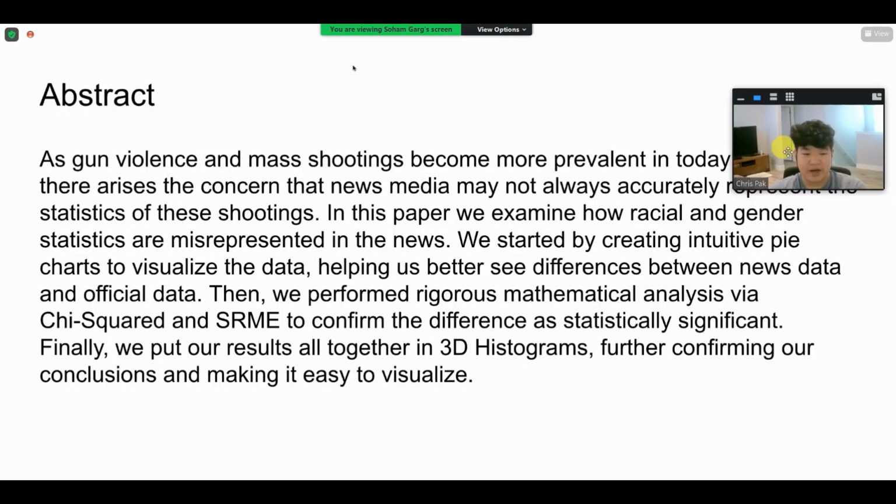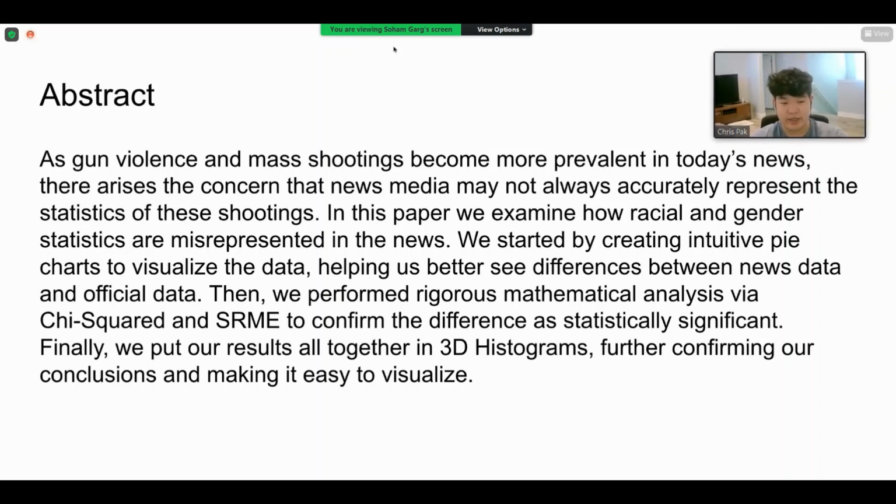As gun violence and mass shootings become more prevalent in today's news, there arises a concern that news media may not always accurately represent the statistics of these shootings. In this paper, we examine how racial and gender statistics are misrepresented in the news.